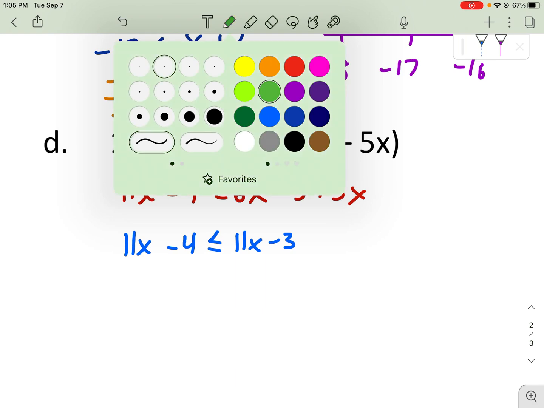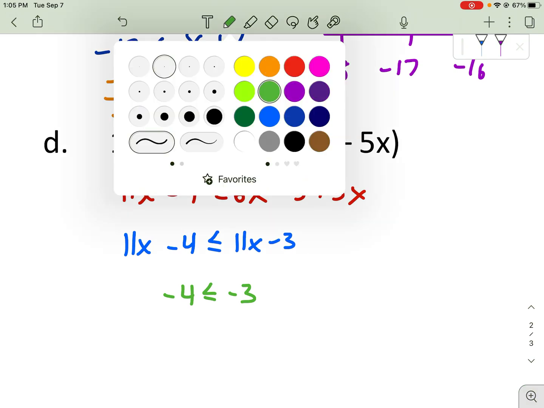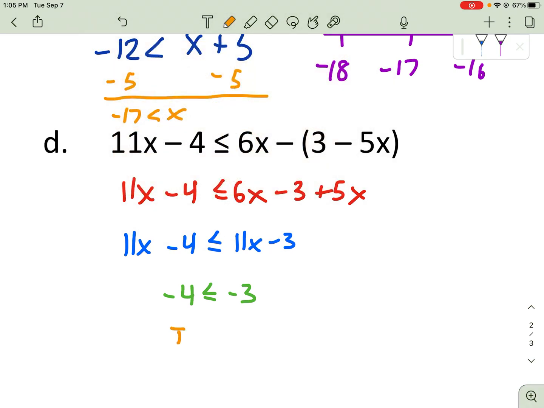And now you can subtract 11x, but it cancels on both sides, and you get -4 is less than or equal to -3. So like when we solve equations, when the variables cancel, are we left with a true statement or a false statement? Well, -3 is greater than -4. Since that's a true statement, then we have infinitely many solutions.